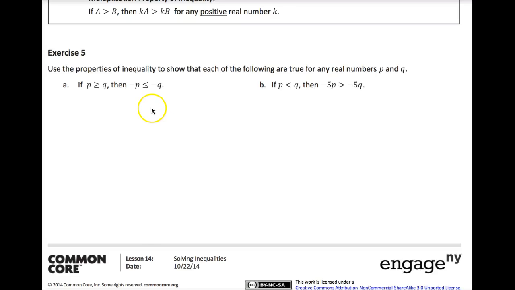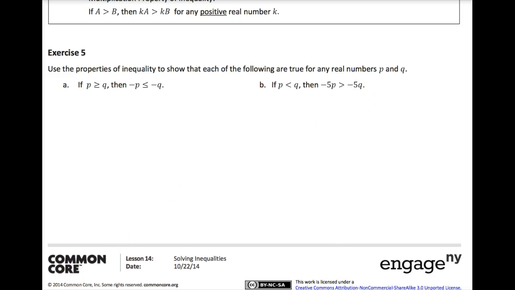Module 1, Lesson 14, Exercise 5. We're going to prove these properties of inequality. There's one on the next page. But what we're going to be looking at is if P is greater than or equal to Q, then the opposite of P should be less than or equal to the opposite of Q. Notice we have P less than Q, and now we have the opposite of 5P being greater than the opposite of 5Q.